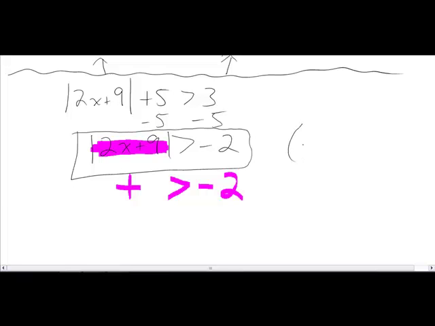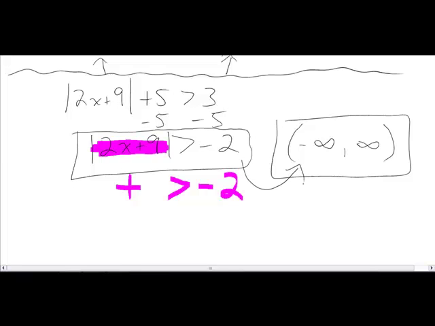And how do we write that as an interval? We write negative infinity, comma, infinity with parentheses around it. So whenever you see an absolute value is greater than a negative number, that should tell you all real numbers. However, remember when we were dealing with less than, if it said the absolute value of 2x plus 9 is less than negative 2, that's not possible. That gives us the empty set.